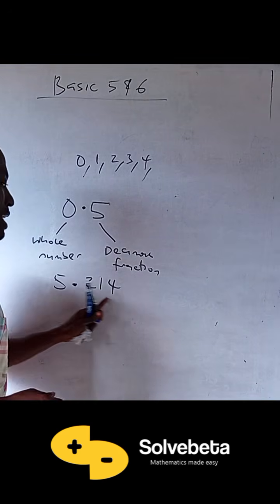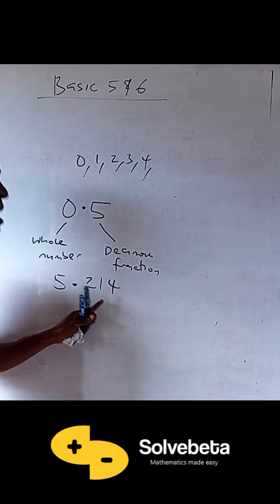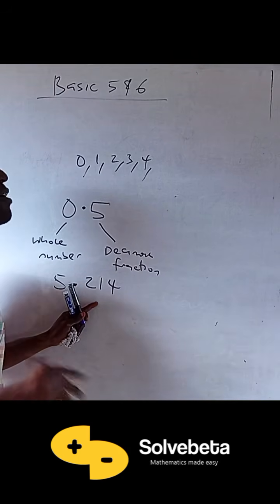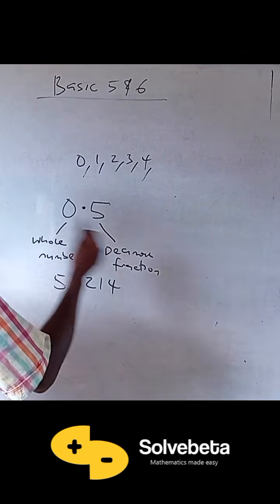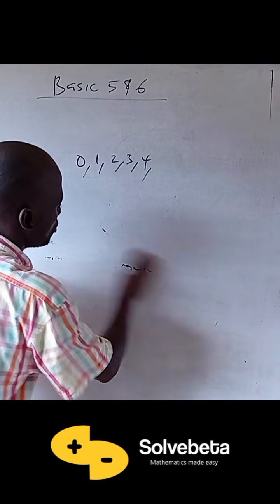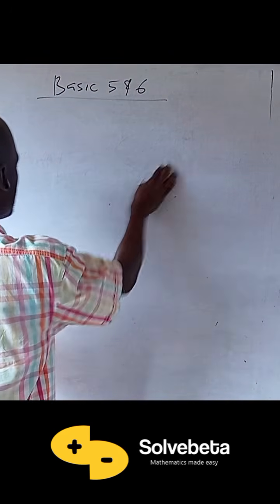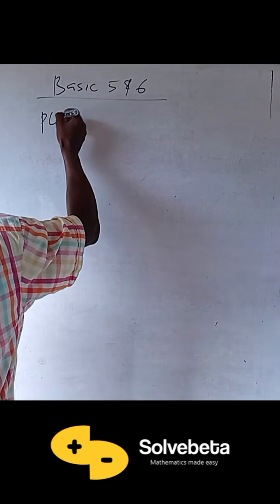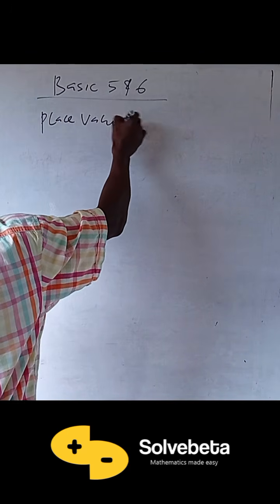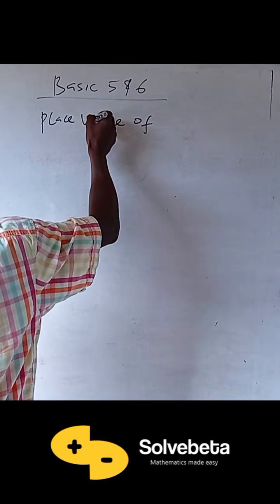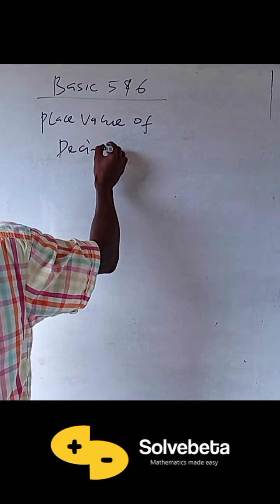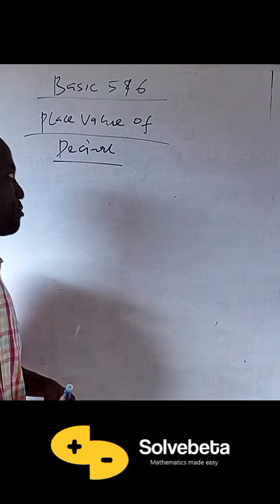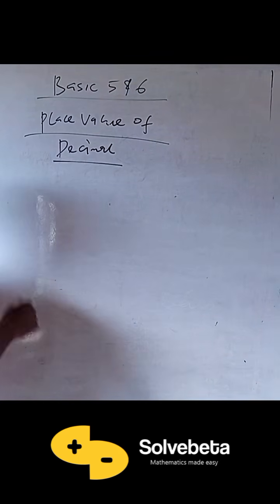So don't forget this part, the fractional part, might contain multiple digits. It can contain many digits. It can contain 1, 2, 3, 4, 5 digits. Now let's get back to this. The topic for today, because we're going to be doing 2 things. Place value of decimal numbers, place value of decimals. Now this is basically for basic 5, but I'm taking basic 5 and 6 together. I'm doing that on purpose.